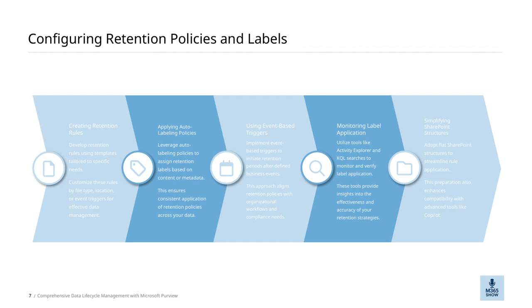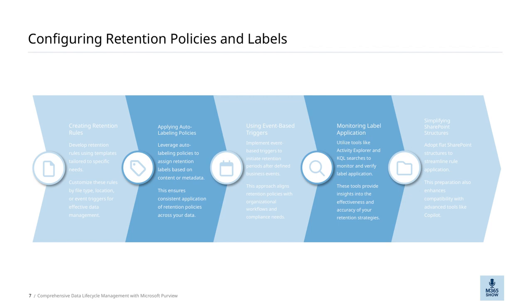Next, it's important to monitor how labels are applied. Tools like Activity Explorer and KQL searches give us visibility into whether our retention labels are being used correctly and effectively. This way, we can verify that our strategies are working as intended. Another key point is using event-based triggers. These allow us to start retention periods based on specific business events, aligning our data management with organizational workflows and compliance requirements. It makes our retention policies more dynamic and responsive to real-world activities.